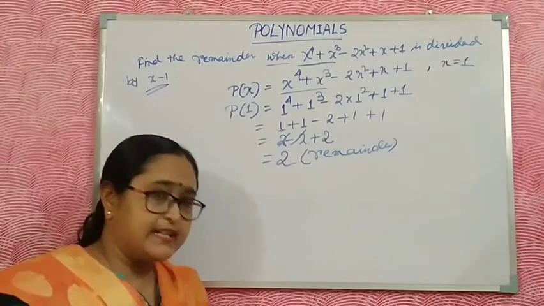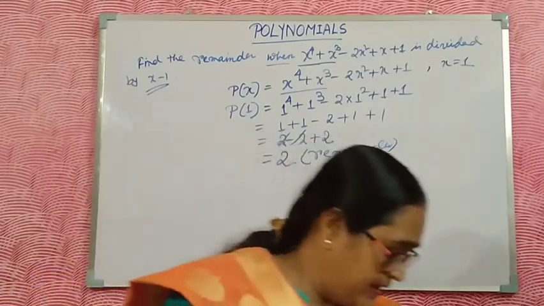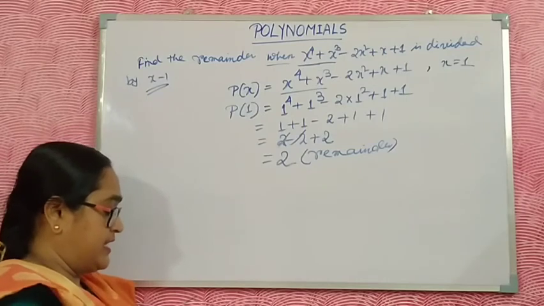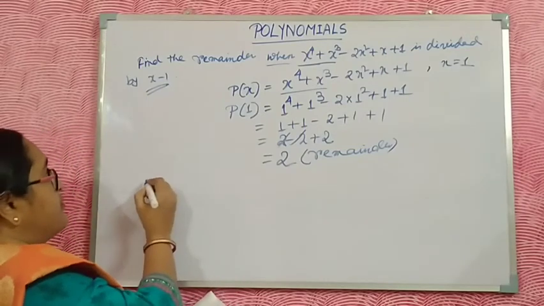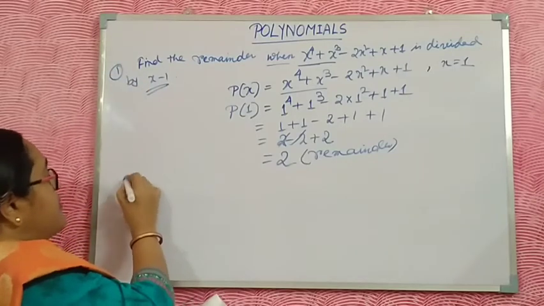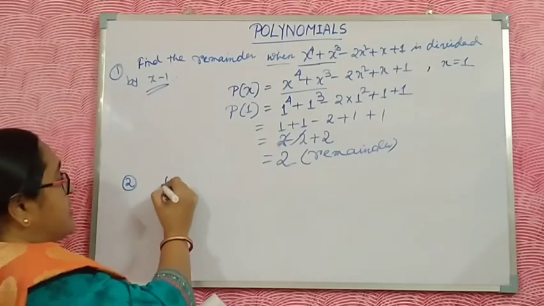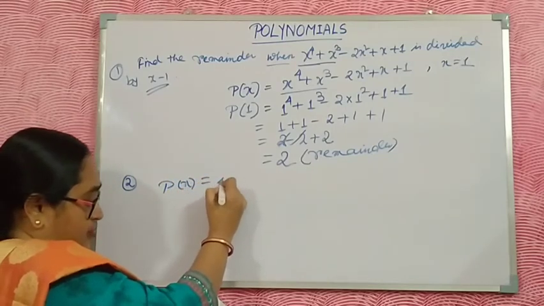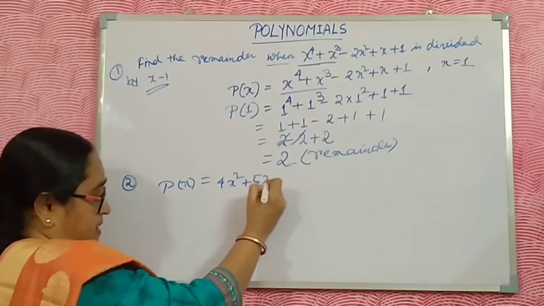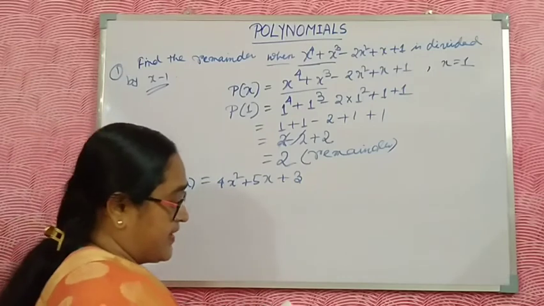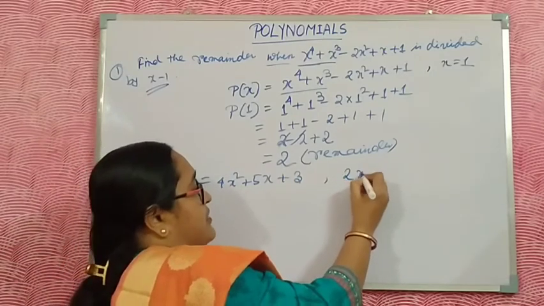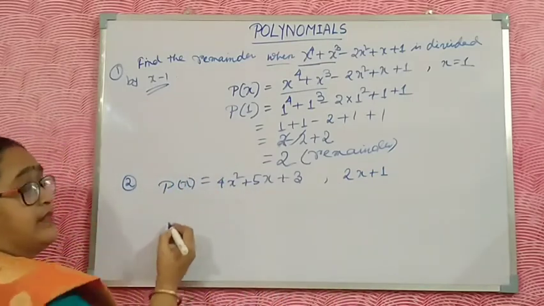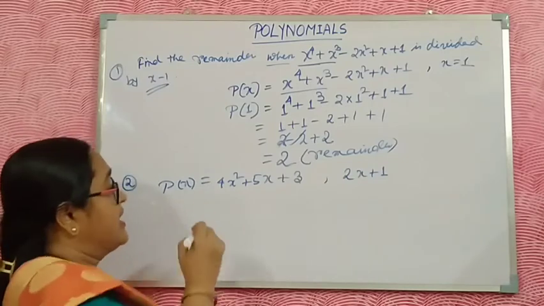Now I am taking another example. Find the remainder without the division of the given polynomial. This is the first one, and the second one is px, or fx, whatever it may be. The px is 4x squared plus 5x plus 3, divided by the linear polynomial 2x plus 1. Then you just find the remainder without division.